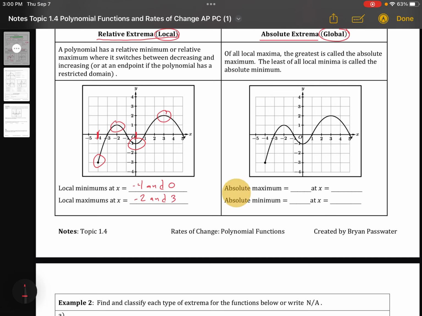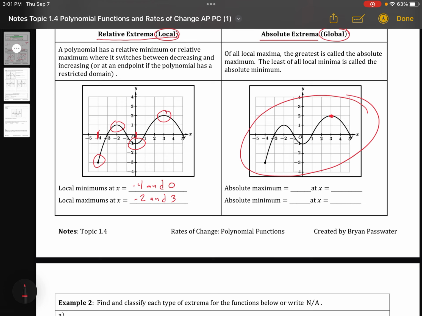Okay. Now, when we have globals, that means we look at the entire graph, and all we're looking for is the highest point that it goes and the lowest point that the graph goes. In this particular case, we're going to ask, what's the absolute maximum? Well, that's going to be right here.